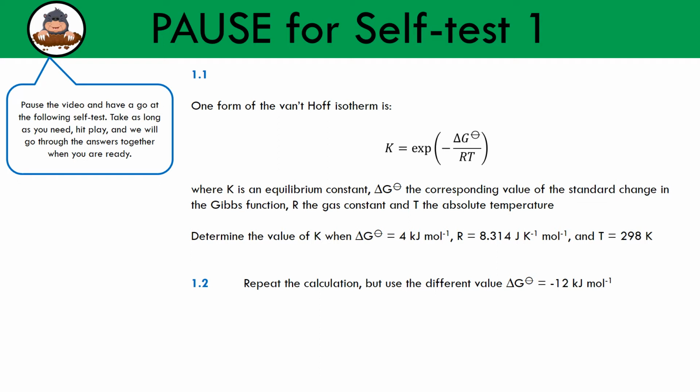Calculate that using your calculators, and then for 1.2, repeat the question, but use a different value of delta G, this time minus 12 kilojoules per mole, and we'll go through the answer on the next slide. Okay, so first 1.1 then.